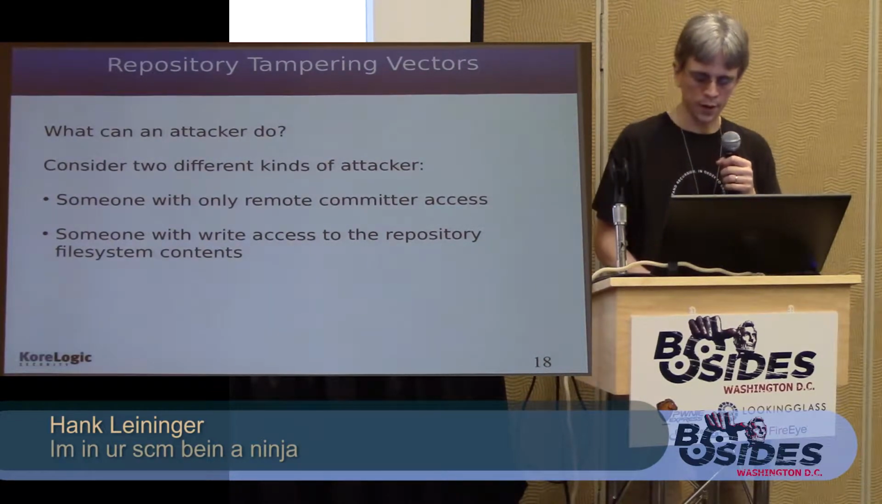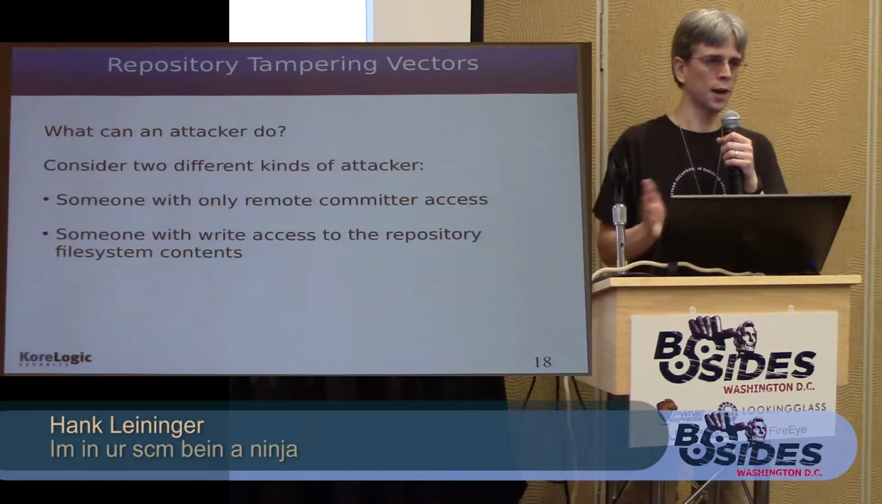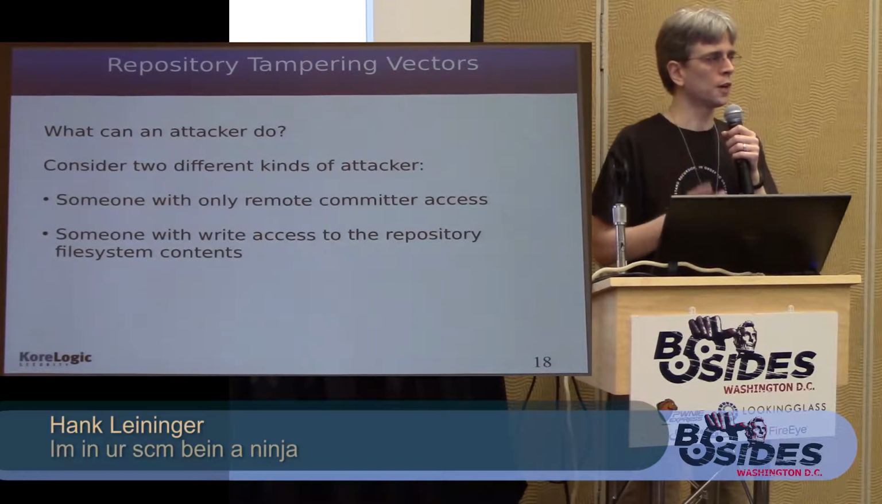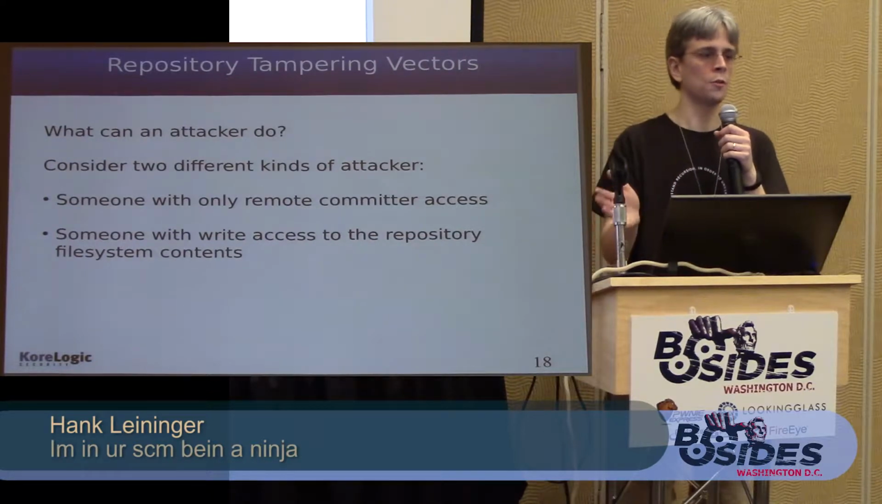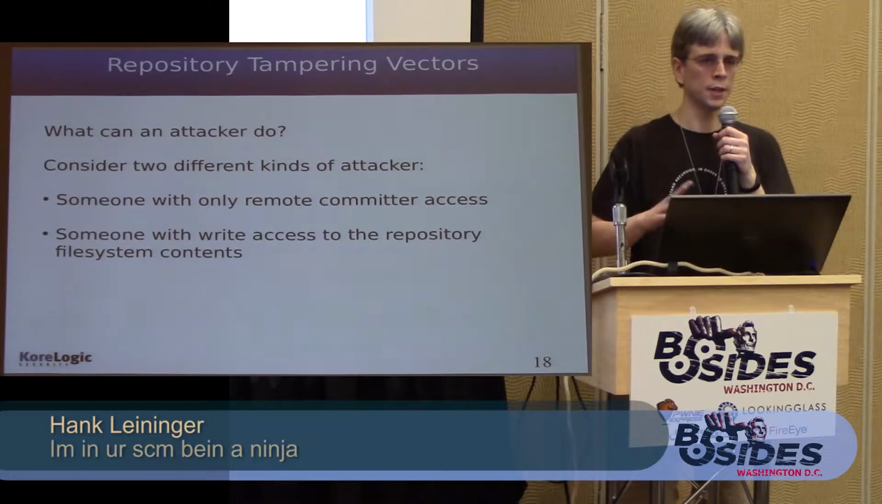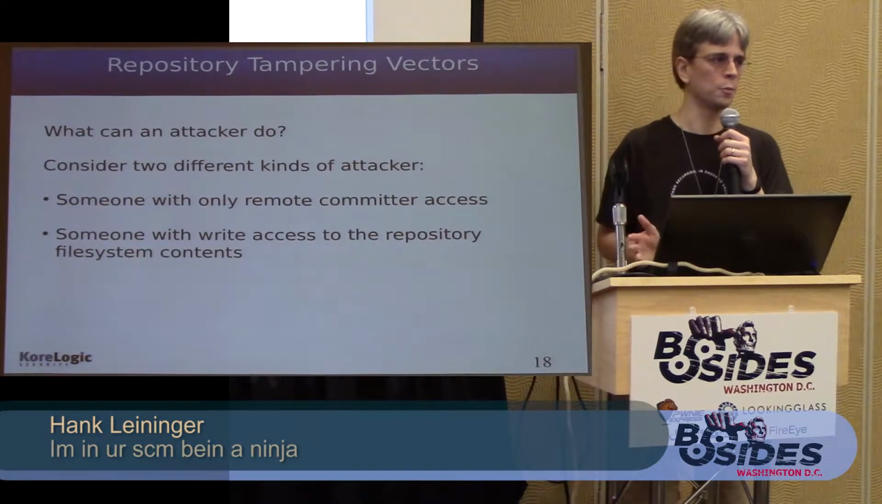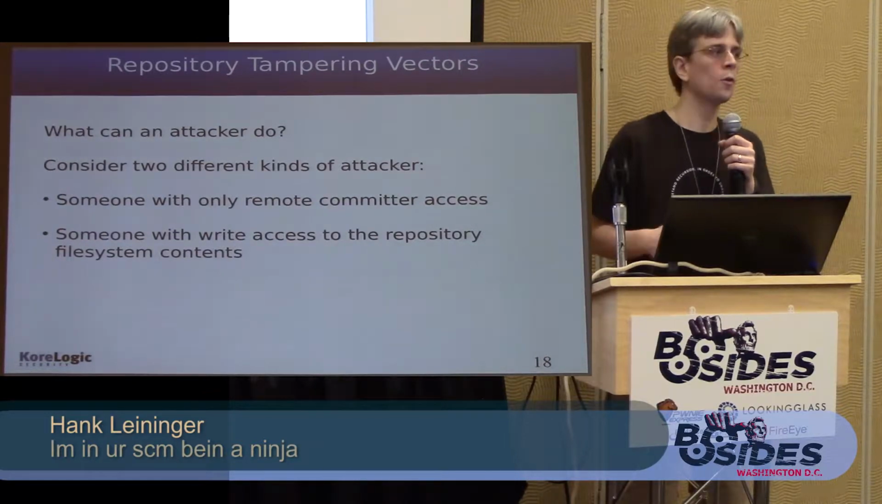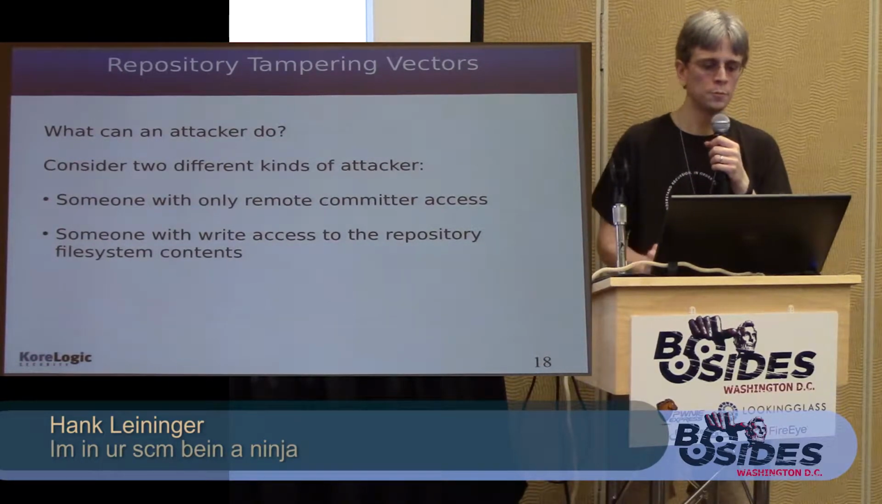So what can an attacker do? Well, we have to categorize first what kind of attackers. I'm going to talk about two different kinds. The first is an attacker who has the ability to commit code to a repository, but that's all. They don't have any under-the-hood access. They're just like any other developer. Maybe they are a regular developer and they're just malicious, or maybe they've compromised a developer.